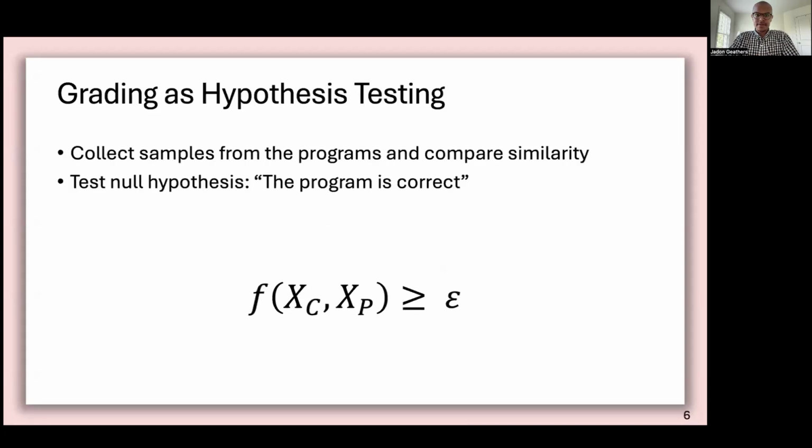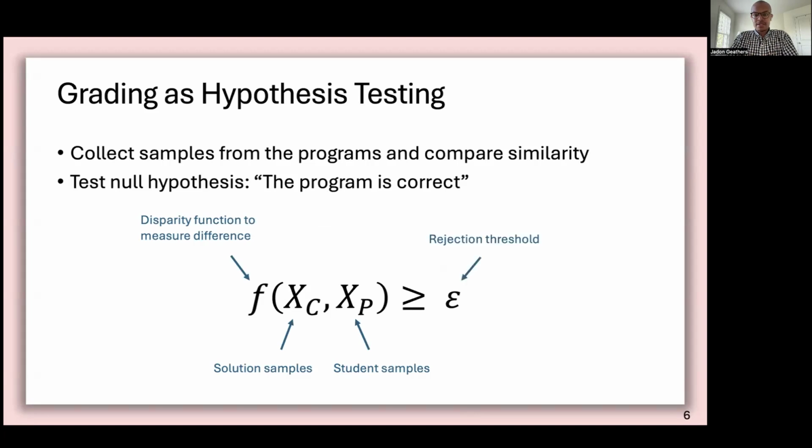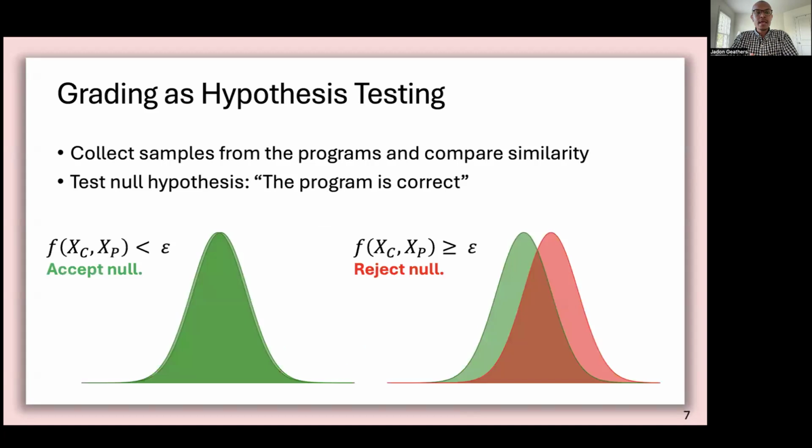Our first attempt is to grade using hypothesis testing, wherein we collect samples from the student and solution programs and compare their similarity using a disparity function to measure the difference between them. Then, using this disparity metric, we can test the null hypothesis about if the program is correct. We do this by comparing our disparity metric to a rejection threshold. If our disparity metric is less than the rejection threshold, we accept the null hypothesis and state that the program is correct. Otherwise, we reject the null hypothesis, claiming that the program is likely incorrect.